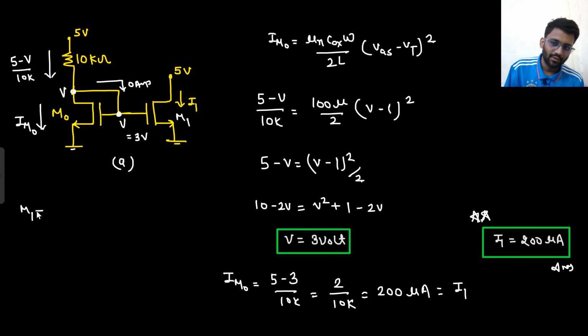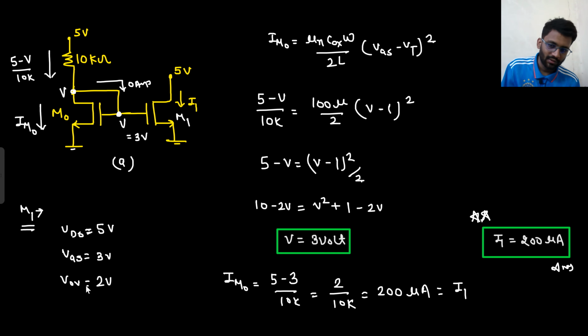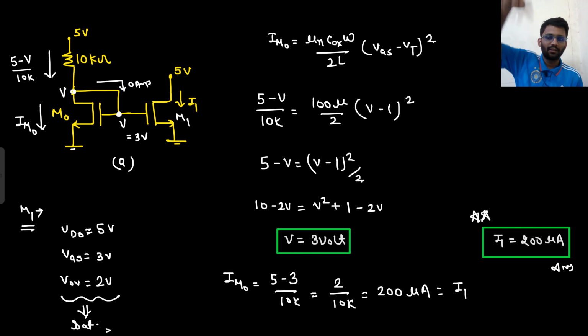So for M1, what was the VDS value? That was 5. And what was the VGS value? VGS was coming to be 3, right? 5 volt, 3 volt, so V overdrive would be 2. So this is in saturation. So this you needed to determine. Otherwise you cannot apply the current mirror rule, right? The current would be copied only if both of them are working in saturation region. So yeah, both of them are working in saturation region.